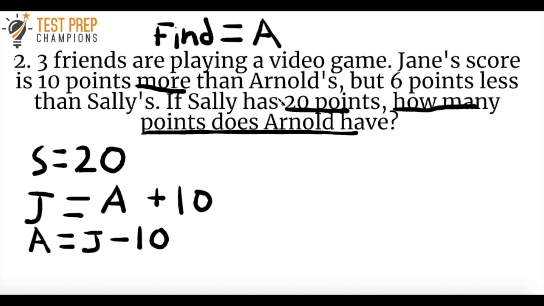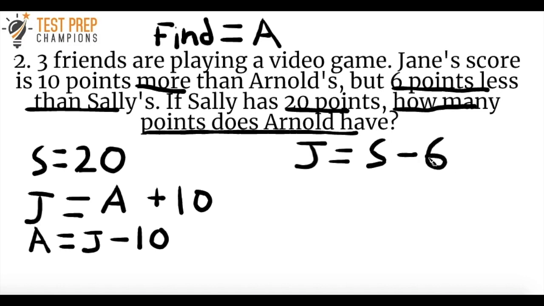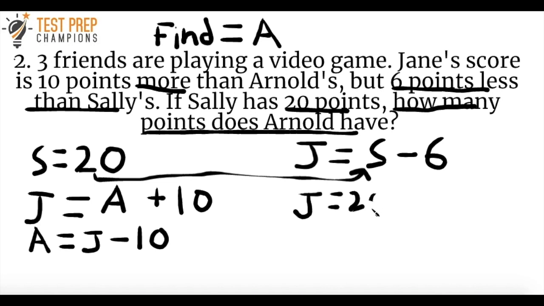And so now let's look at what the other equation is that we can write. So 6 points less than Sally's. Jane's score is 6 points less than Sally's. So Jane's score is equal to Sally's score minus 6. But we already know what S is. Remember that S is equal to 20. So we're going to substitute that 20 in for our S. So we have Jane's score, which is J, and that's equal to 20 minus 6.